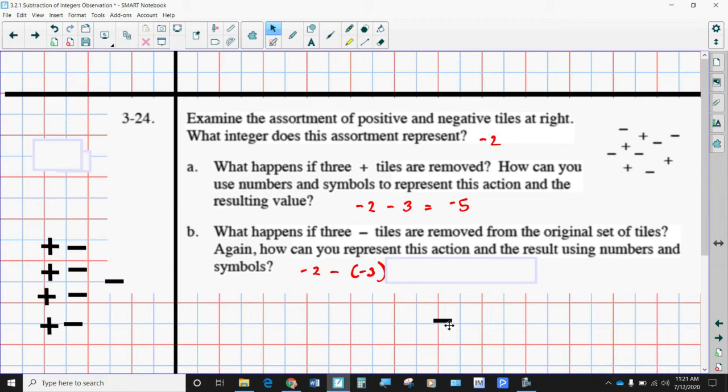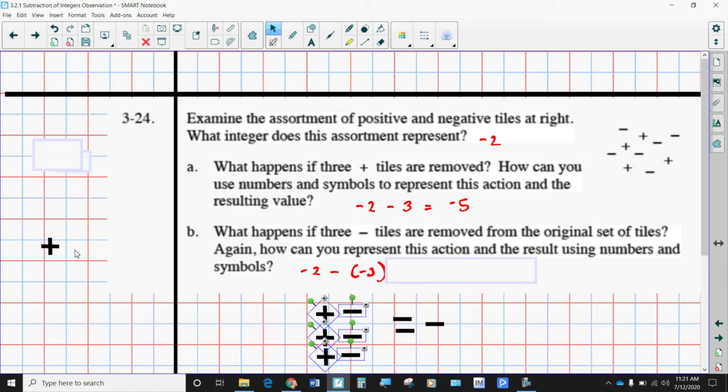So we take away this negative, I'm going to take this negative away, and I'm going to take this negative away, right? And don't forget, these guys are all zero pairs, so they're not really changing anything. So what do you have left over? -2 minus a -3 is equal to +1.